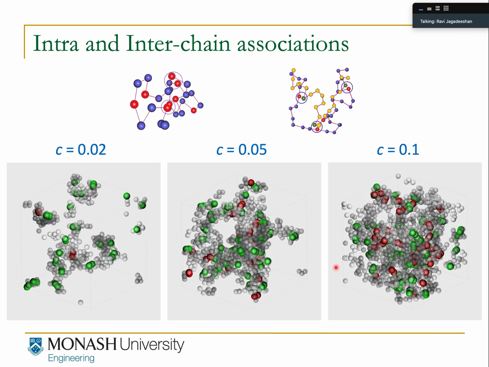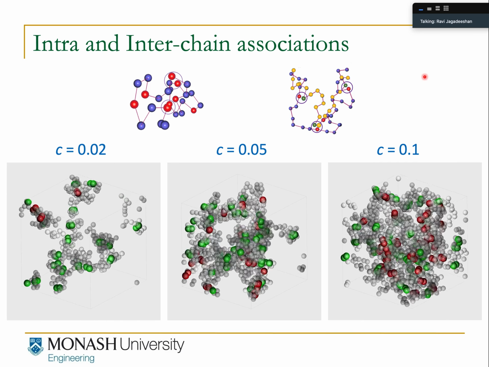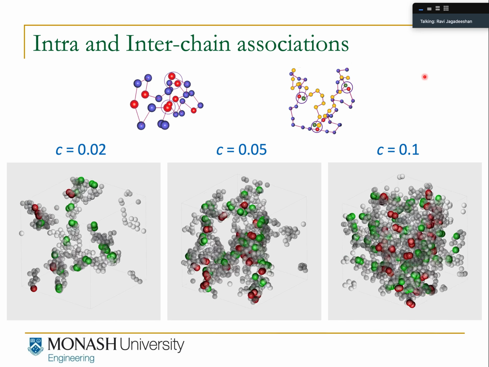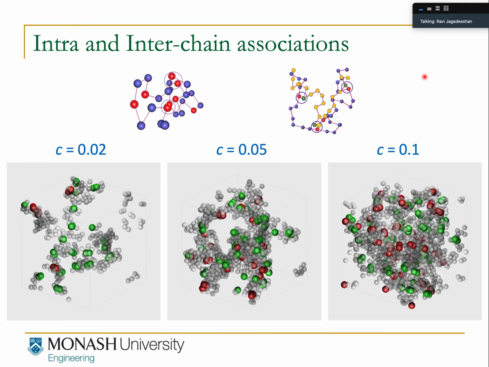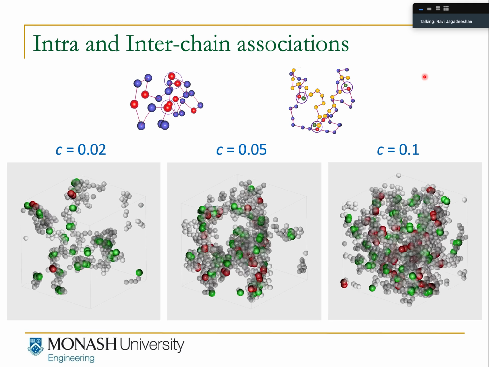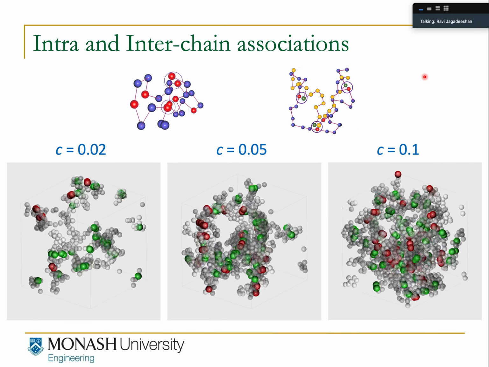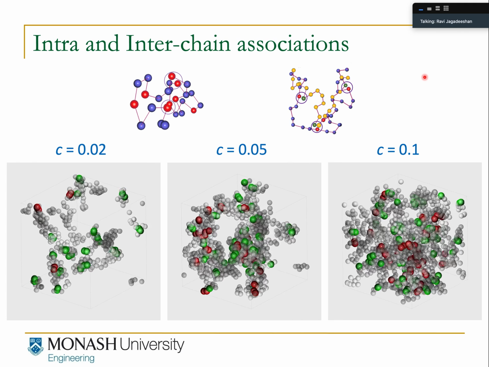So here are a few movies of our simulations. The green dots represent intrachain interactions. The red dots represent interchain interactions. And you can see the interchain interactions are increasing with concentration. And since we can keep track of all interactions and how many stickers are sticking and how many chains are in a cluster and so on, we can calculate all the microscopic properties.